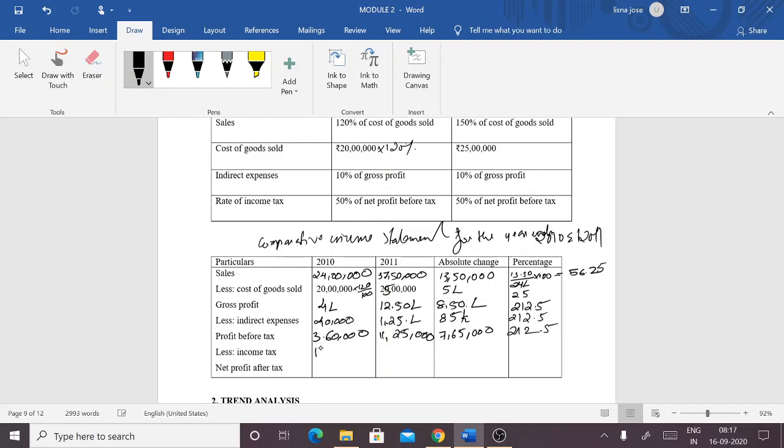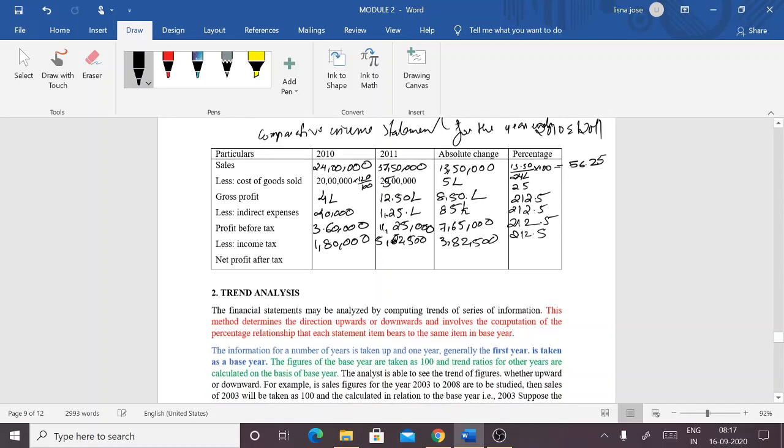So 50% of 3,60,000 is 1,80,000, and here 50% of 11,25,000 is 5,62,500. You need to compare both. So there is an increase of 3,82,500, and the percentage change here is also 212.5. Then finally you need to calculate the net profit after tax.